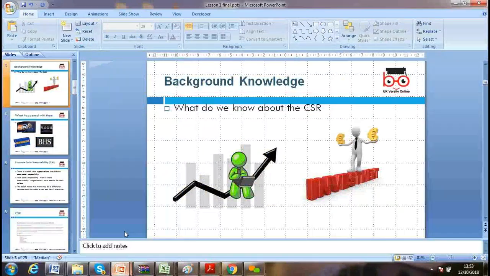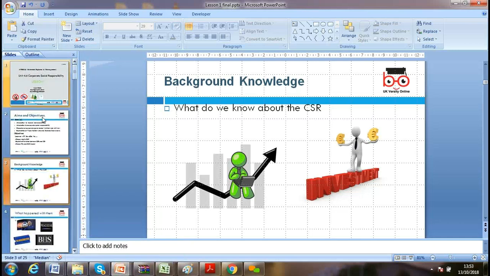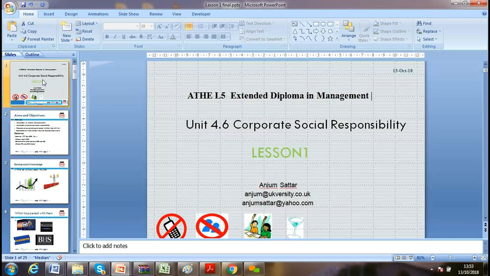So today is our first lesson, in which we are going to start our new module, new unit. Our title of the unit, the new subject, is corporate social responsibility. As an organization, how socially responsible are we?